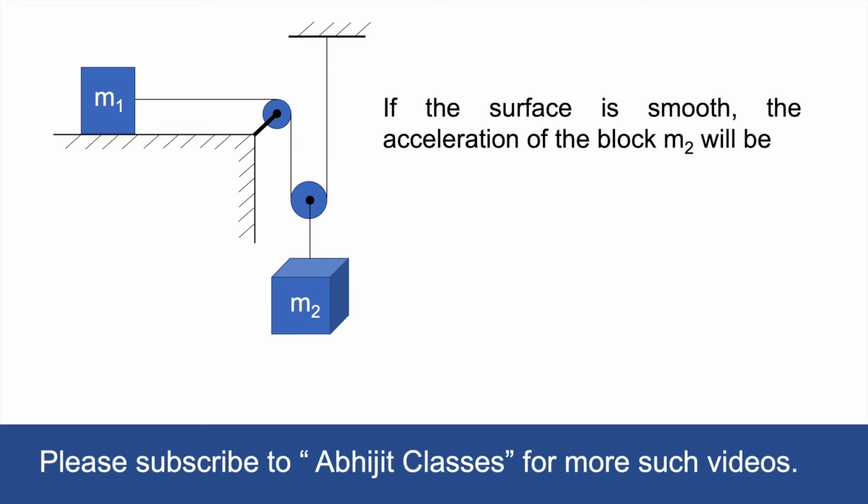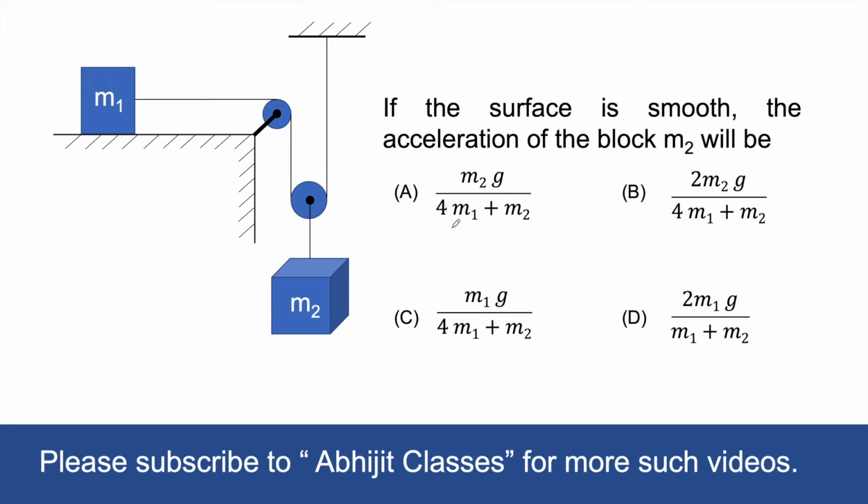Now the question is, if the surface is smooth, the acceleration of block m2 will be. Now there are four options in this problem. Option A is m2g upon 4m1 plus m2. Option B, 2m2g upon 4m1 plus m2. Option C is m1g upon 4m1 plus m2. And option D is 2m1g upon m1 plus m2. So we have to find the acceleration of block of mass m2. Four options are given. We need to find the correct option for this problem.